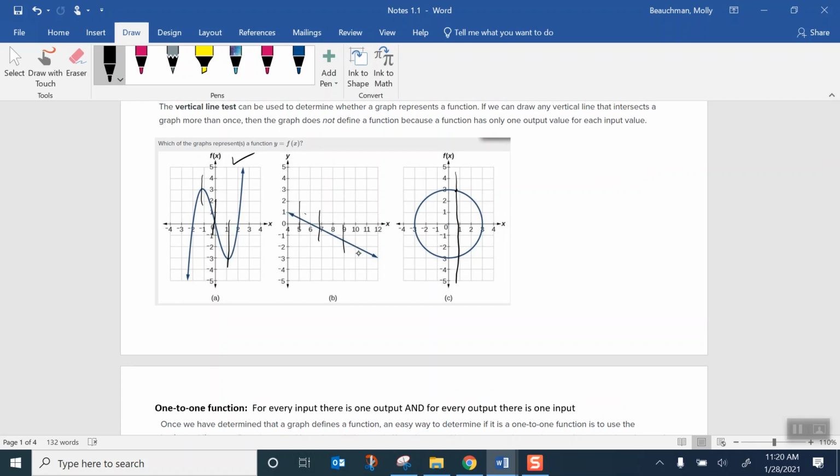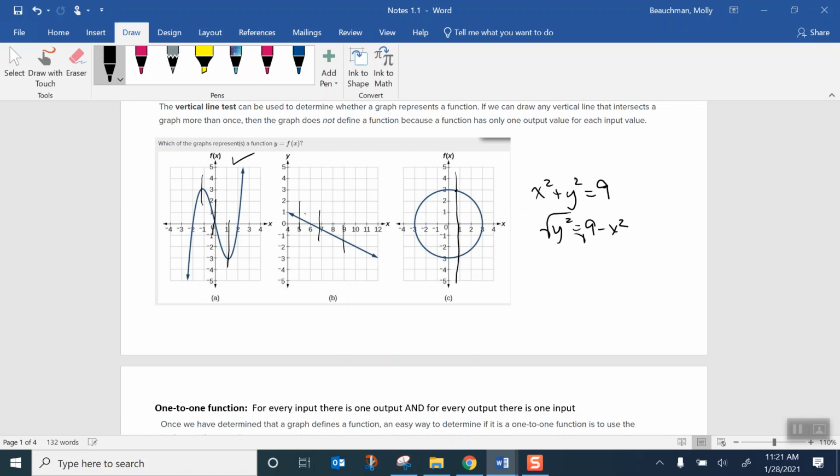So the graph of a straight line is always a function unless it's a vertical line. The graph of a circle is not. If you remember from geometry, the graph of this circle, x squared plus y squared is equal to the radius squared, 9. If you were to solve this equation in function notation, solve for y, you get y squared is equal to 9 minus x squared.